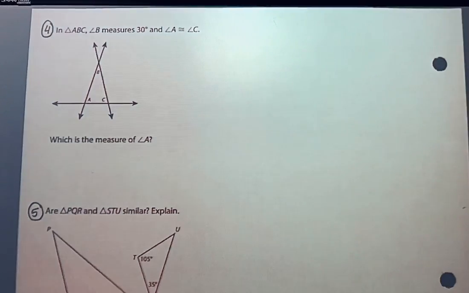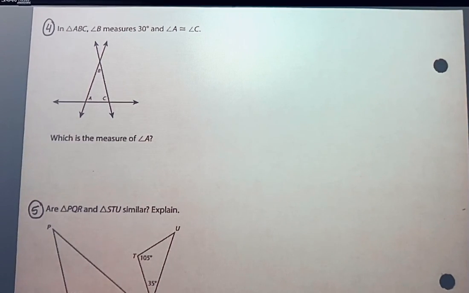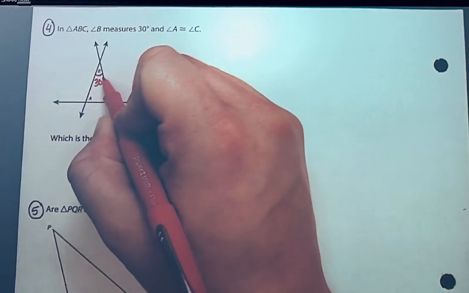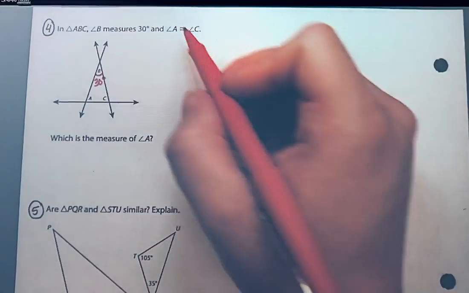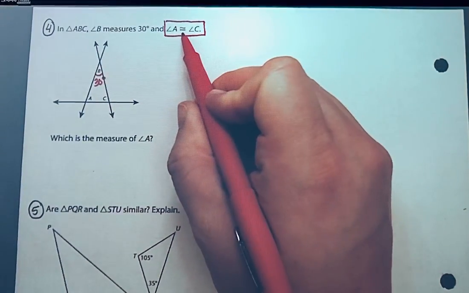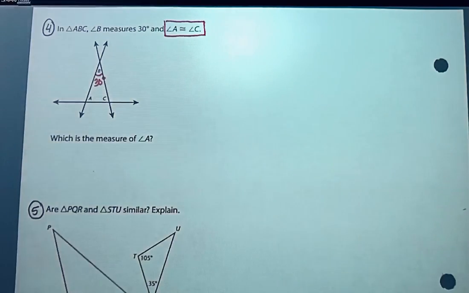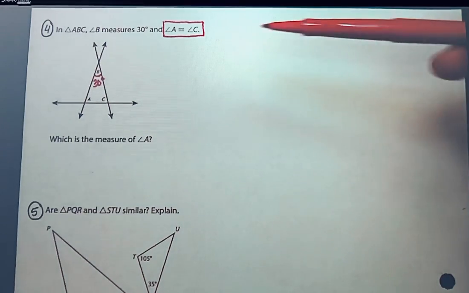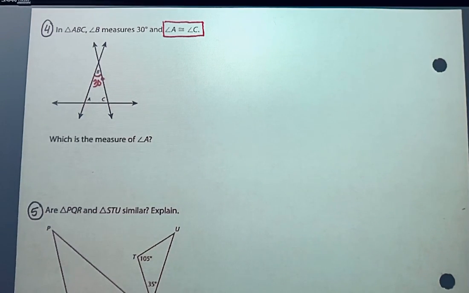All right, number 4. In triangle ABC, angle B, right here, measures 30 degrees. And this is very important: angle A equals angle C. So they're only giving us one angle measurement, and they're asking us to find A and C, but that piece of information that A and C are equal to each other is very, very important.